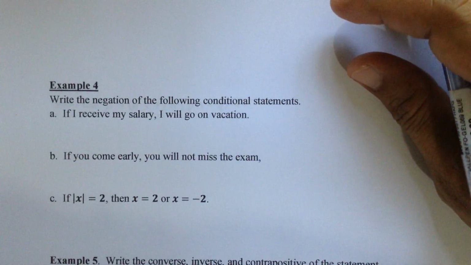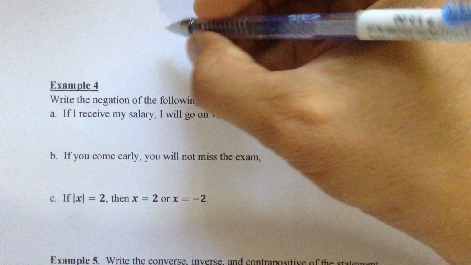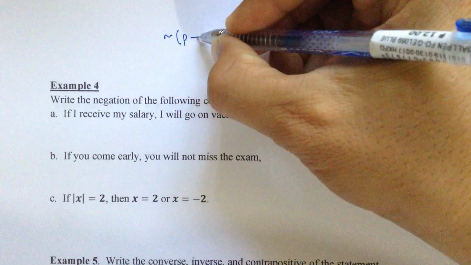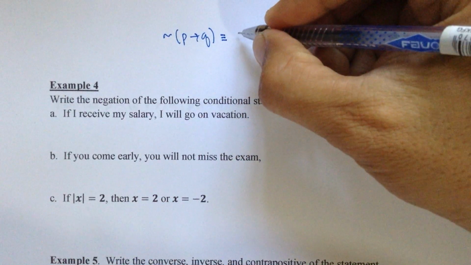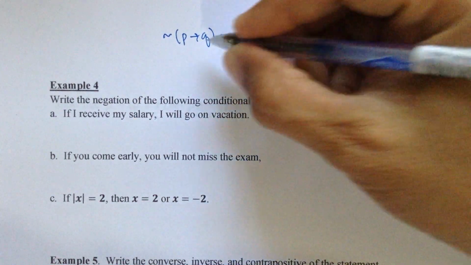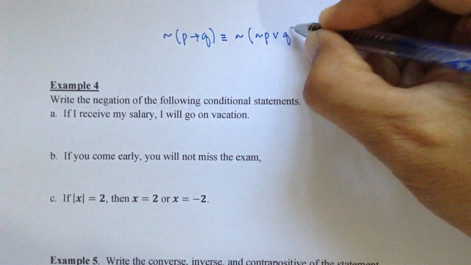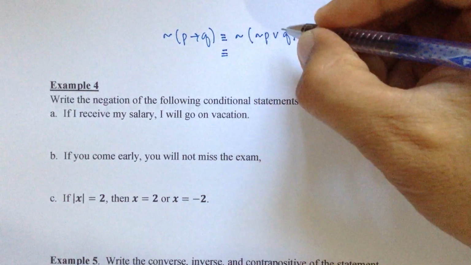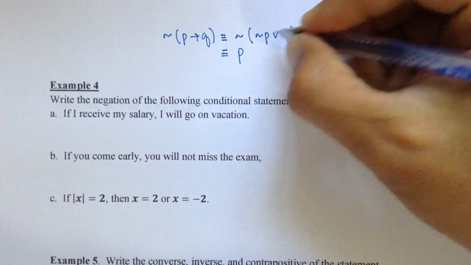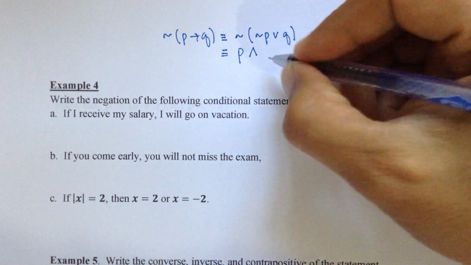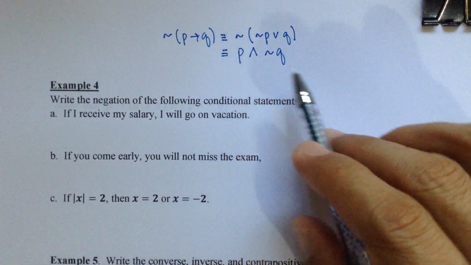If you recall from the handout I uploaded, the negation of the conditional statement P implies Q can be obtained by first using the conjunctive form of P implies Q, which is negation of P or Q. Then you apply De Morgan's on this one, which is the negation of the negation of P, which is P, and then or will become and, and then negation of Q. In other words, the negation of a conditional statement is of this form.